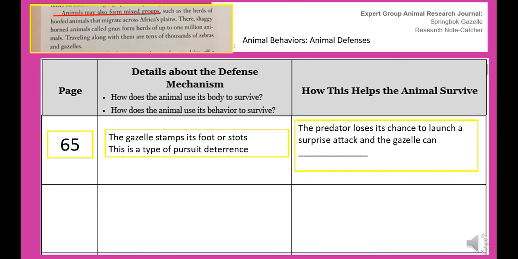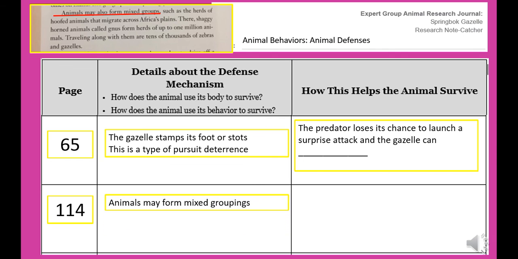Okay, so another defense mechanism that we read about on page 114 is that animals may form mixed groupings. And what that means is it's a mix of different types of animals, a mix of gnus, zebras, and gazelles all traveling together at the same time. So again, that's found on page 114, and then we're going to fill in the details about the defense mechanism. We'll do that right now. Pause the video now so that you may have time to complete this in your research journal.